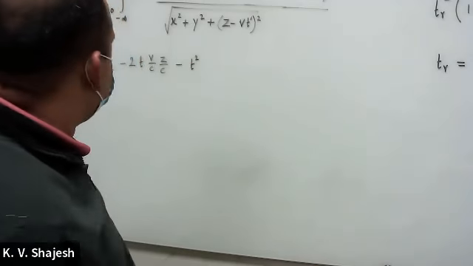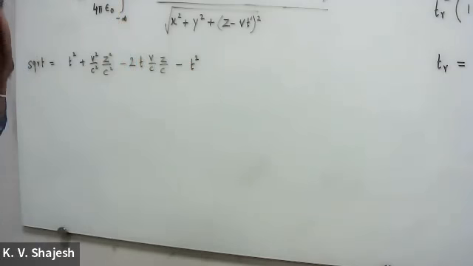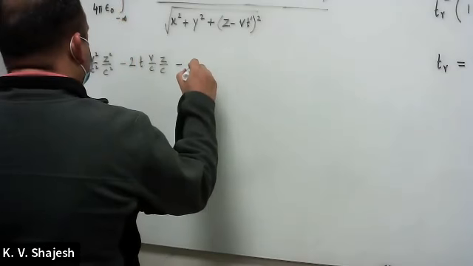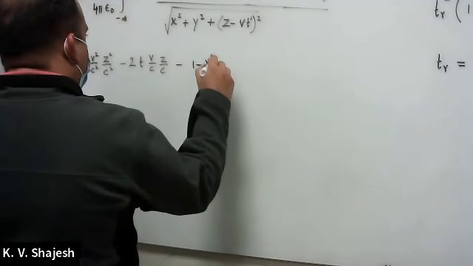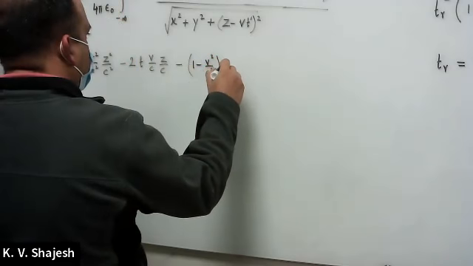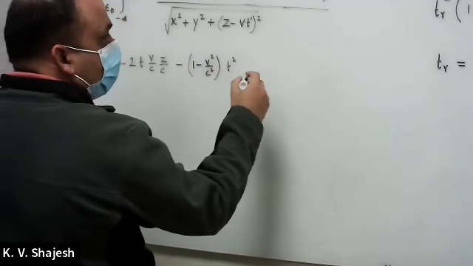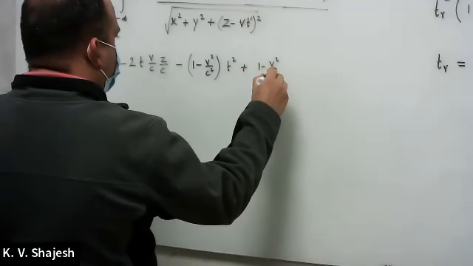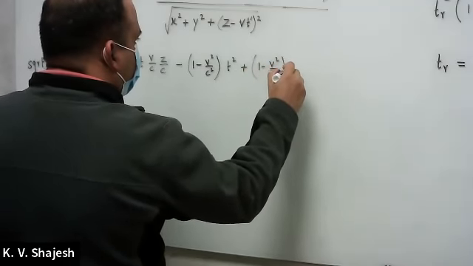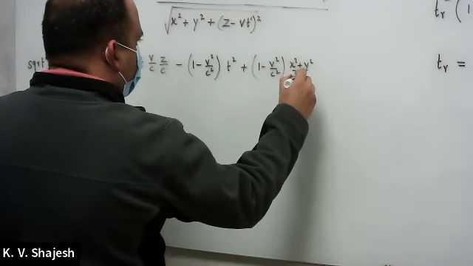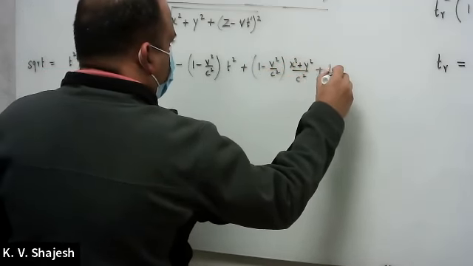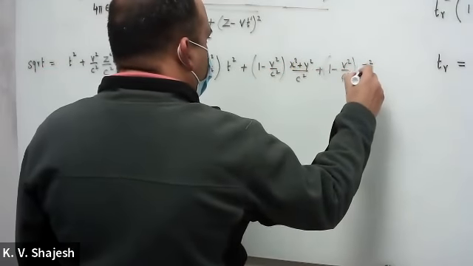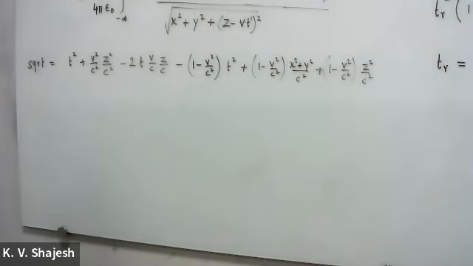I think I can write this as minus 1 minus v squared over c squared times t squared, plus 1 minus v squared over c squared times x squared plus y squared, plus 1 minus v squared over c squared times z squared. Okay.